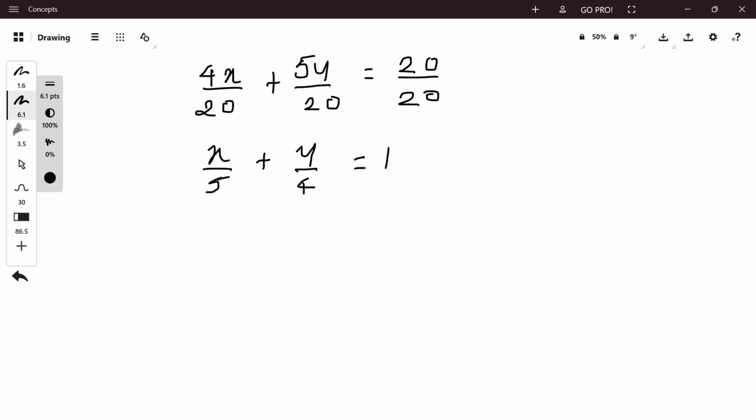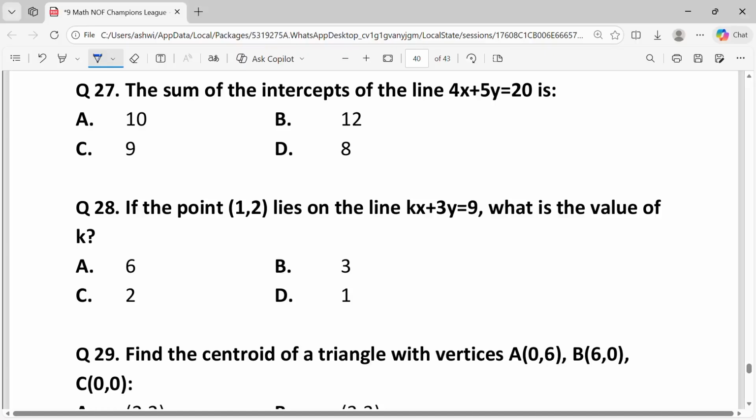X-intercept is a is equal to 5 and y-intercept is b is equal to 4. The sum of intercepts is a plus b, that is 5 plus 4, which is equal to 9. But comparing with the given options, the answer is C, 9.